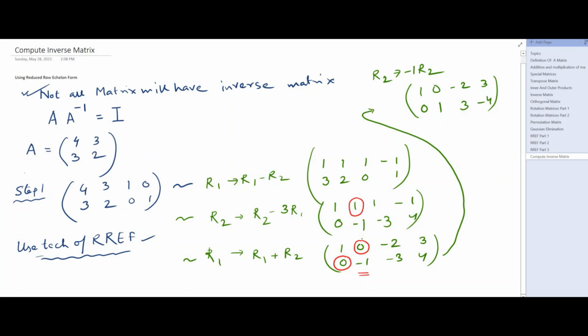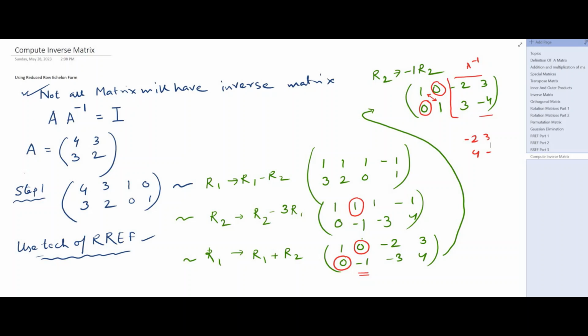We got the actual form of these things, right? So we got the reduced row form. Here we have 0, here we have 0, and these elements are all 1. So it satisfies my reduced row echelon form. And at the same time, this part is my inverse matrix. So what is that value? That value is minus 2, 3, 4.